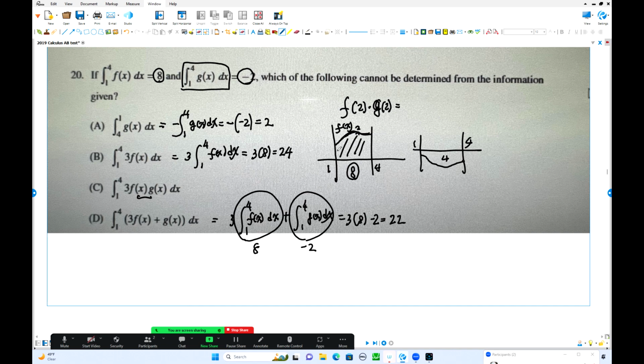But when you take some point of x, this is the f of 2, some value of f of x, another f of x. We don't know the value of this one, undefined. The height is undefined. We don't know from the given. Is it okay? So f of x times g of x cannot be defined from the given. Are you okay with this? Okay, so choice C is the answer, okay?